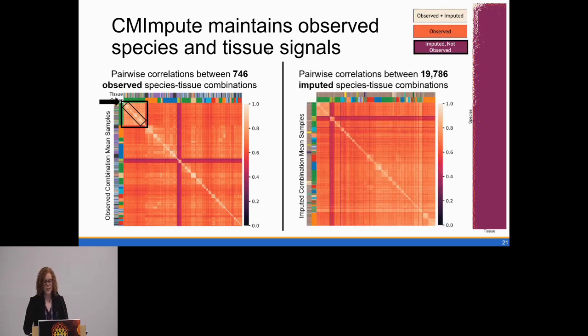While the full imputed dataset encompasses an entirely different set of species tissue combinations and cannot be directly compared to the observed data, it still exhibits a similar correlated block structure with the high correlation between samples of the same phylogenetic order and even higher correlation among samples of the same species. These patterns reflect what we would expect from the observed data.